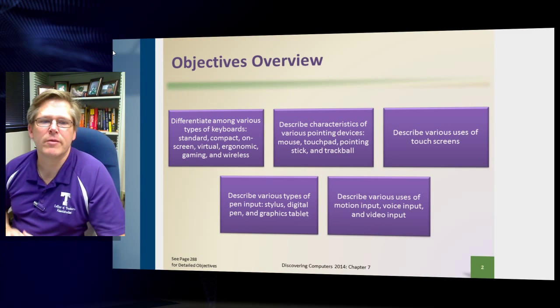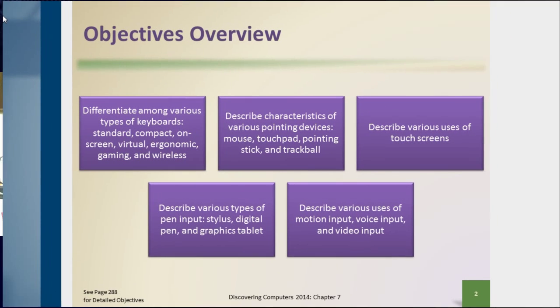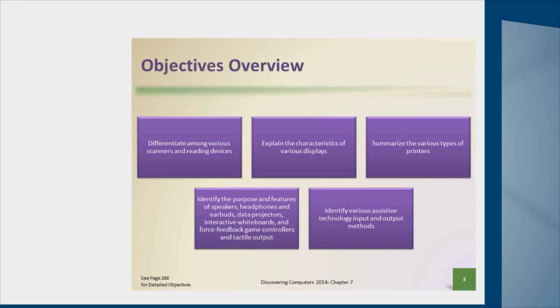We're going to start out by talking about keyboards, and we'll talk about some of the basics of keyboards initially, and then we'll talk about some of the different specialized types of keyboards that are out there. We're going to talk about some of the characteristics of different pointing devices. We'll talk about various uses of touch screens and some of the different ways we can interact with those touch screens, whether we use our fingers to do it, we use styluses, etc. We're going to talk about some of the different types of motion input, voice input, and video input.